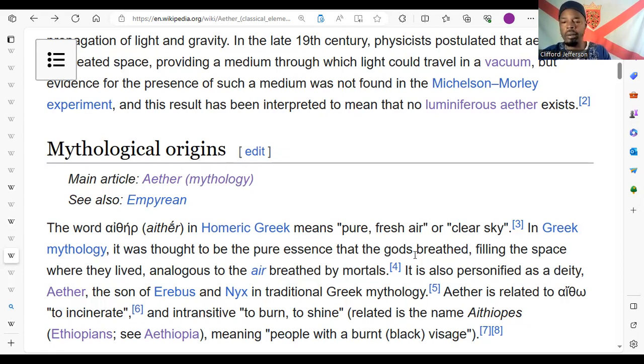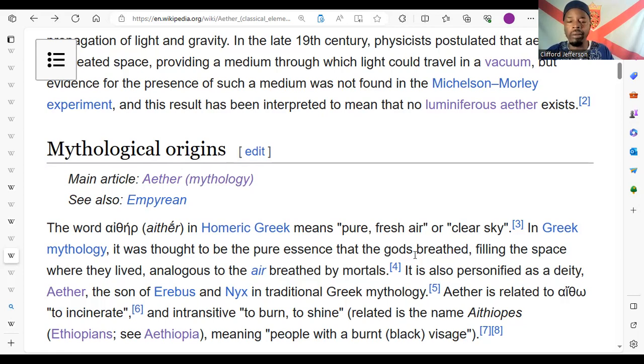So in that, we close with the word of Homer. Ether in Greek means pure, fresh air or clear sky. In Greek mythology, it was thought to be a pure essence that God breathed, filling the space where they live. So the space where the gods lived was called ether. And they compared this ether to what we are subject to now, called air, breathed by what we call mortals, being made of matter. And ether is also personified as a deity. So we are deities, brothers and sisters.